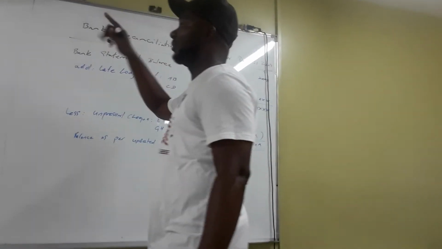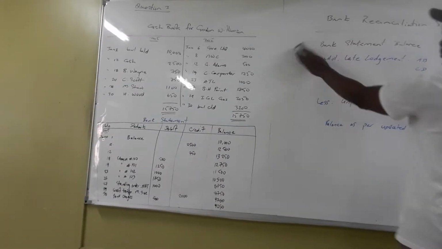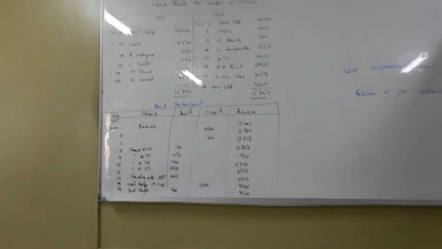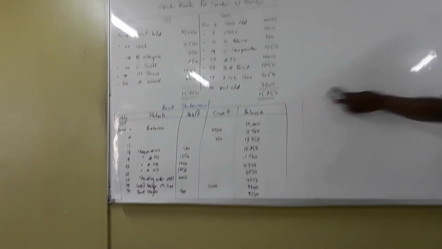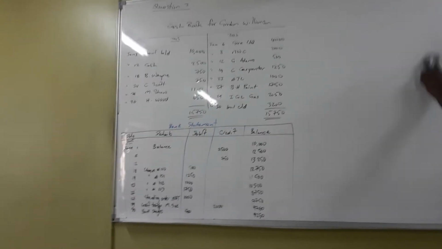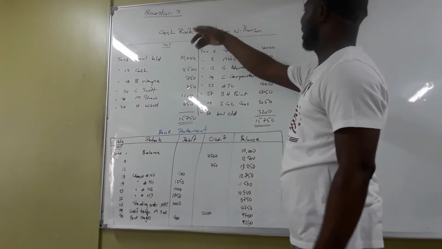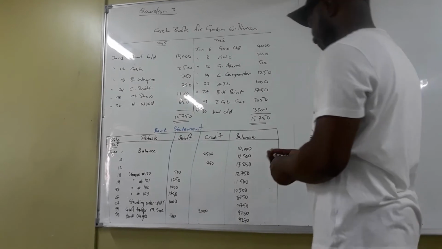Now what we have over here, we're going to turn our attention to this side of the board. What we have on this side of the board is a question. So notice here, cash book for Gordon Williamson, and also this is the bank statement for Gordon Williamson.